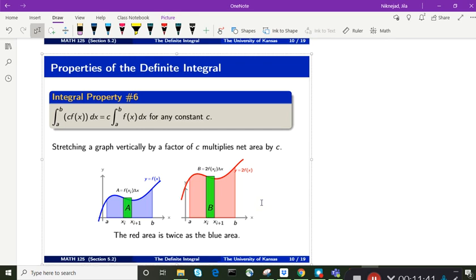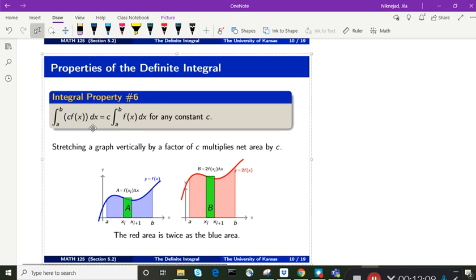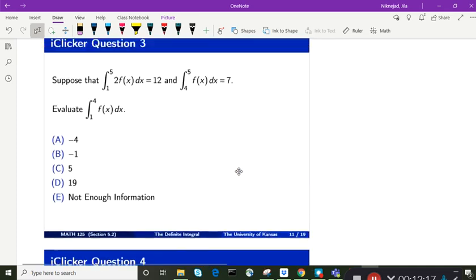So for this property, you can see the picture. If you have function f of x, then the rectangles that you make from A to B are of height f of x. If you have the function in pink, 2f of x, then the rectangles are of twice that height. And that's how basically the integral of the function times 2 is going to be 2 times the integral of the function.